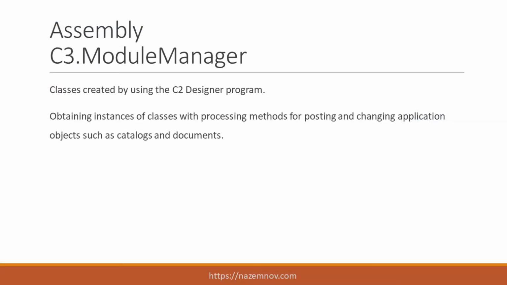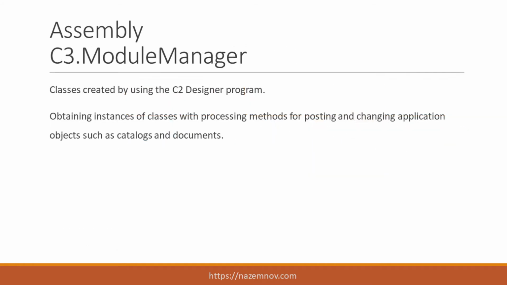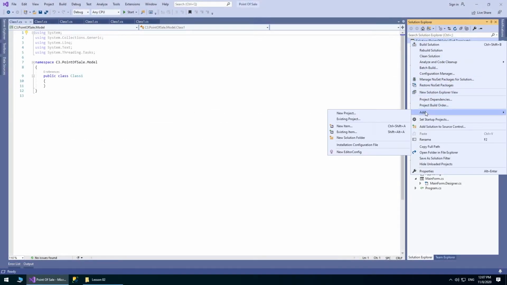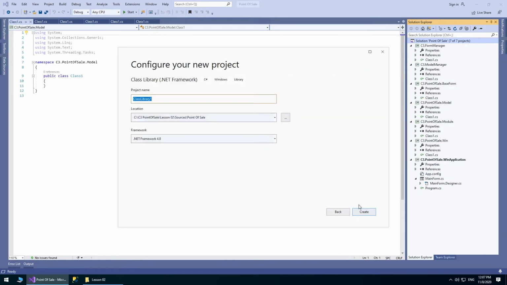Library of the Manager of Modules of Applied Objects. Classes created by using the C2 Designer program. Obtaining instances of classes with processing methods for posting and changing application objects, such as catalogs and documents. Add a new project to the solution, select Class Library .NET Framework in the template.